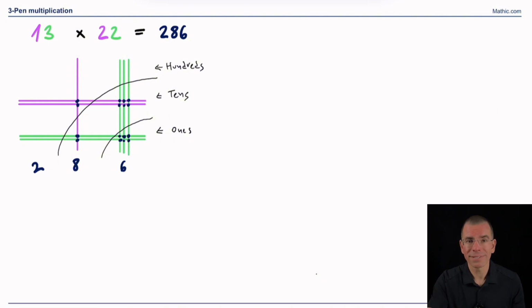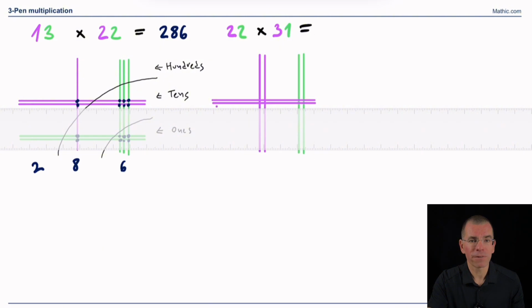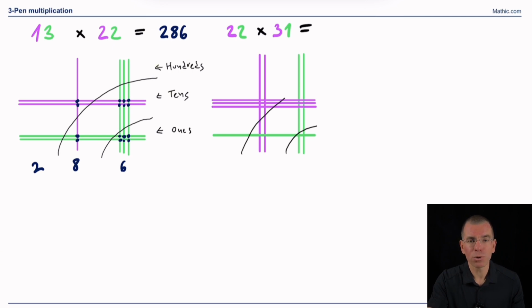What about 22 times 31? Let's start with drawing of number 22. There are 2 pink lines at the position of tens and 2 green lines at the position of ones, all drawn vertically. Number 31 consists of 3 pink lines at the position of tens and 1 green line at the position of ones, all drawn horizontally. We will draw 2 separating lines that will help us by visually separating ones, tens, and hundreds. Again, by counting the intersections in each separated area, we will get the multiplication result.